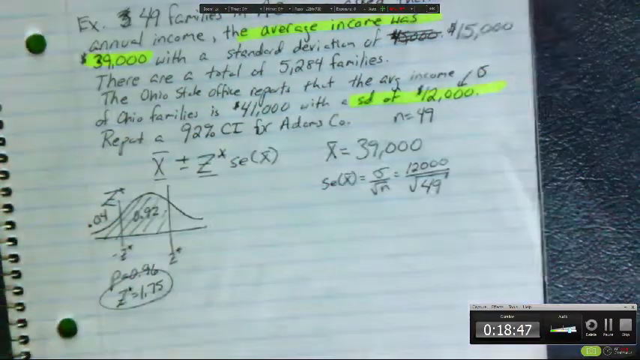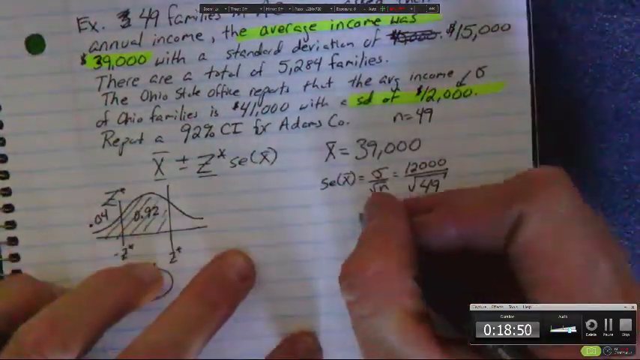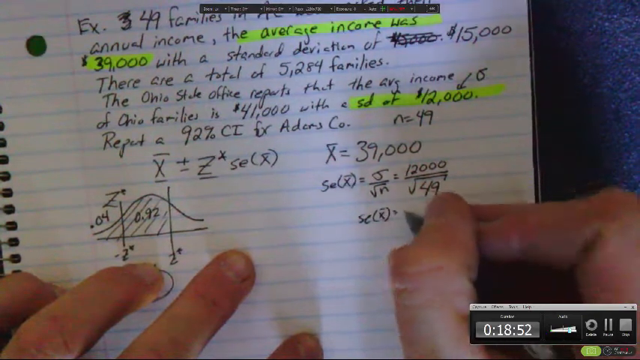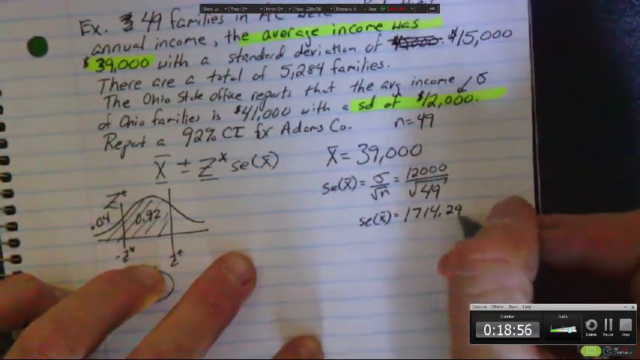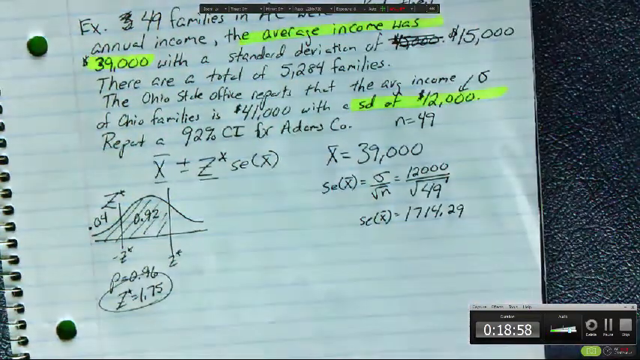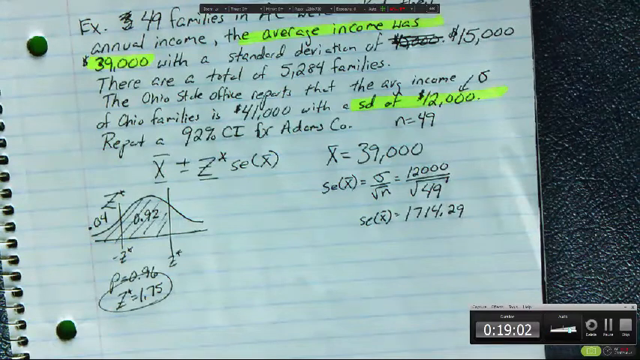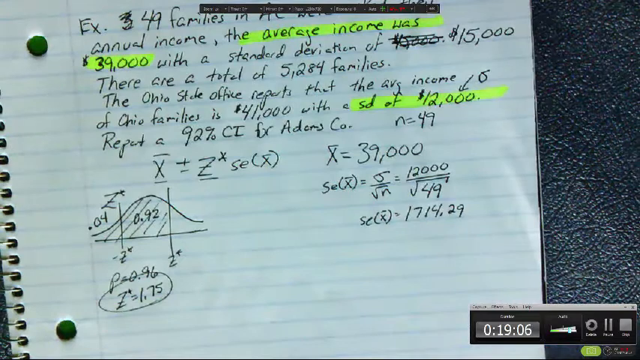12,000 divided by 7. Anybody have that? 1,714.285. Okay, guys. We good? I'm going to just do 1,714.29, right? Because if you're talking about money, you have $1,714.29. Okay, that's the standard error. We're going to plug all this into our formula.